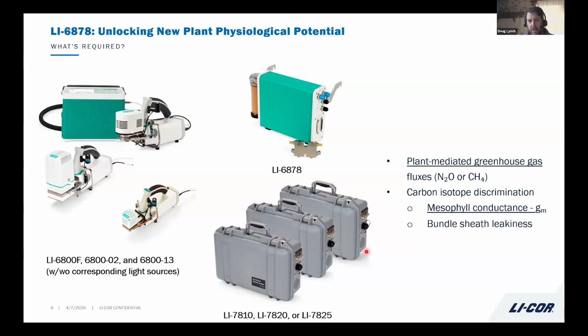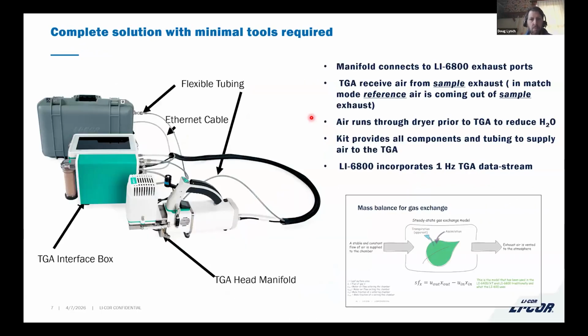So this kit basically pairs one of these analyzers with some additional hardware that I'll go into detail on the next slide to provide a fully integrated system for either fluxes at the leaf level of methane or N2O, or for quantifying carbon isotope discrimination. So this kit, fully put together, our intention here is to provide a complete solution. And to us, what that includes is all of the plumbing required.